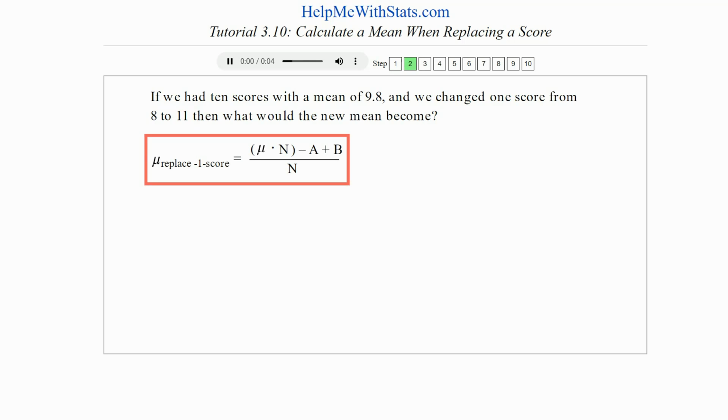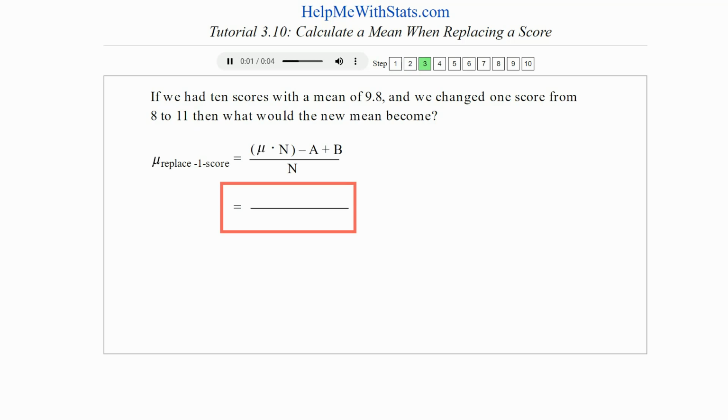Here is our equation to replace one score. Let's substitute the values from our problem. The original mean is 9.8 and the original n is 10. These are multiplied together to get the original sum of scores.